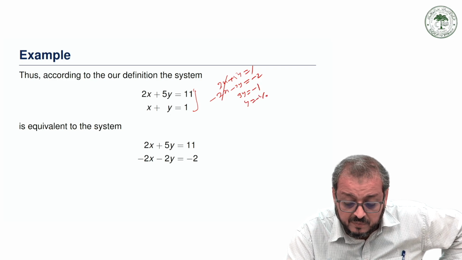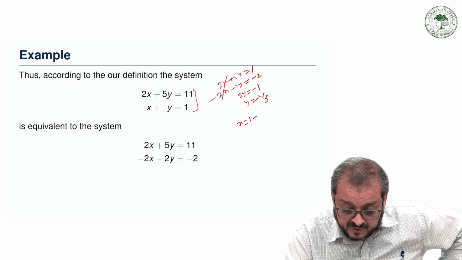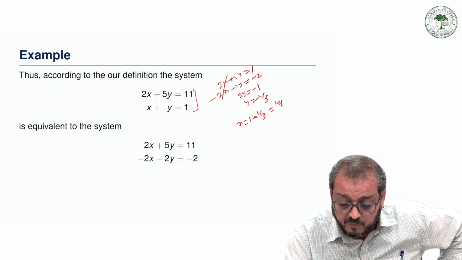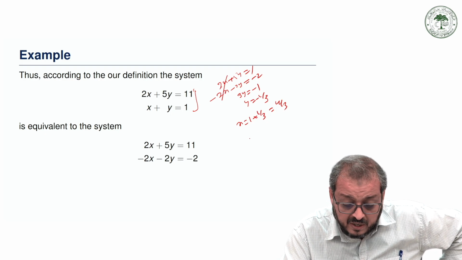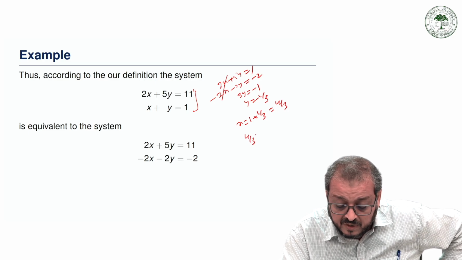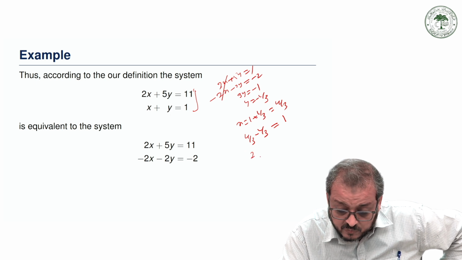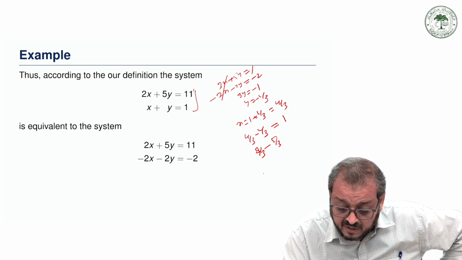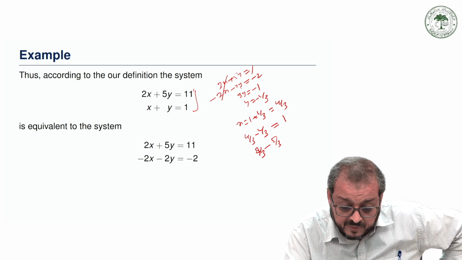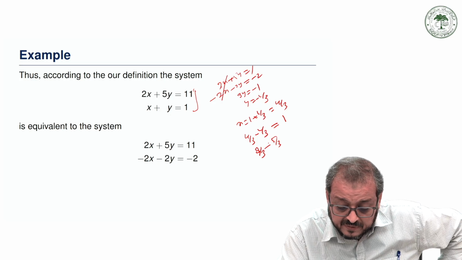So y is equal to minus 1 by 3, and if y is equal to minus 1 by 3, you have x is equal to 1 plus 1 by 3, so 4 by 3. So x is equal to 4 by 3. Now you check: 4 by 3 and minus 1 by 3, clearly it is equal to 1, and it satisfies this equation. With x equal to 4 by 3, this is 8 by 3 and minus 5 by 3, since y is equal to minus 1.